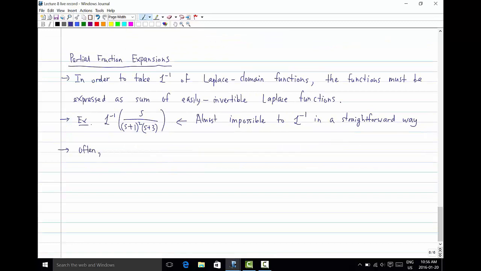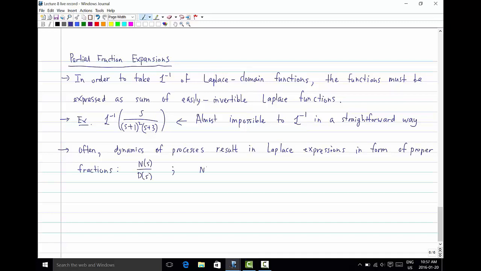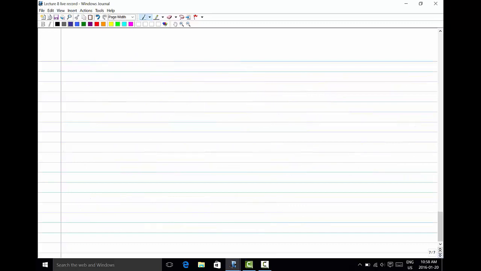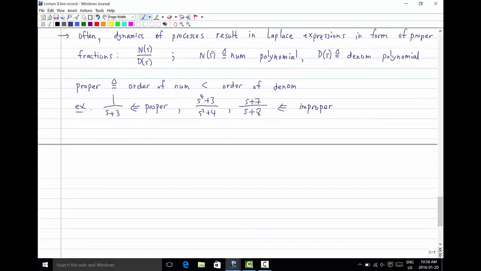Often, the dynamics of a process will result in a Laplace domain expression such as the one above. This is usually in the form of a fraction, which is a numerator N of s over the denominator D of s. And this fraction must be proper in the sense that the order of the numerator is smaller than the order of the denominator. For example, the first fraction is proper because of that exact reason, and the second and third functions are improper because the order of the numerator is equal to or larger than the order of the denominator.